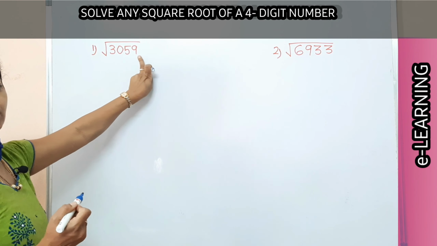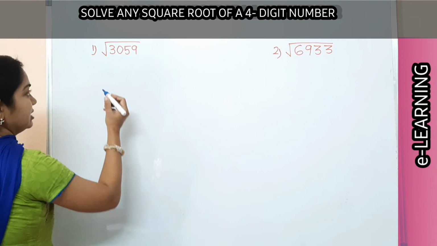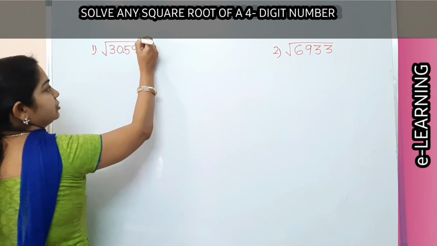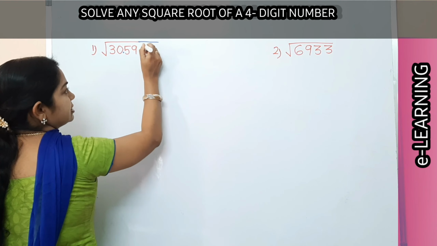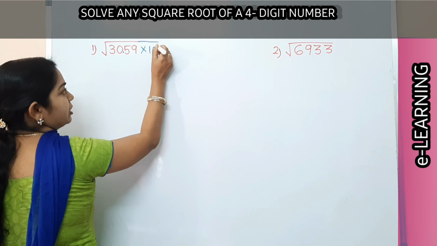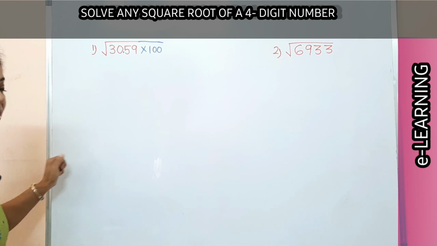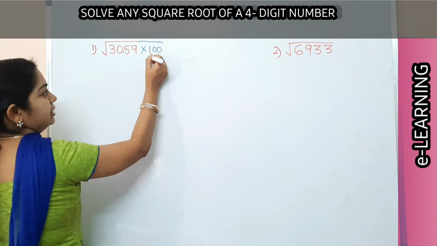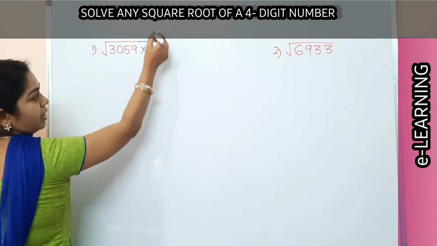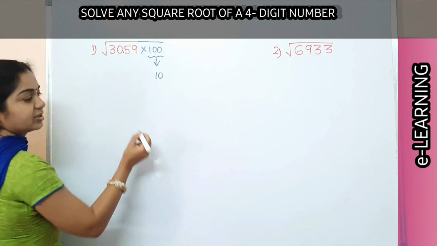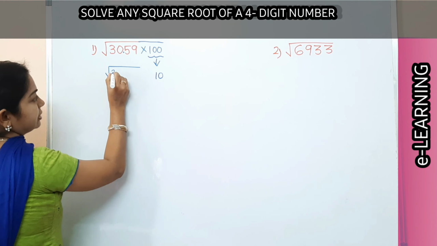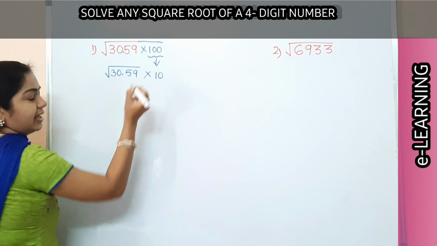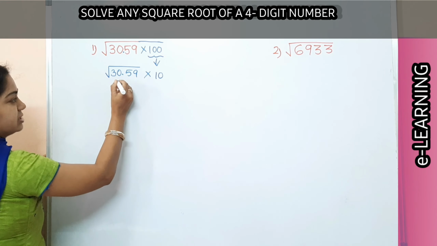Now here this is a 4-digit number. The square root of this: let's start by keeping a decimal point after 2 digits. That means there is no change in the value because I am multiplying with 100. I kept a decimal point, I multiplied with 100. Why? Because the square root of 100 is just 10, right? Here now 30.59 is there. Now we will make an approximation.